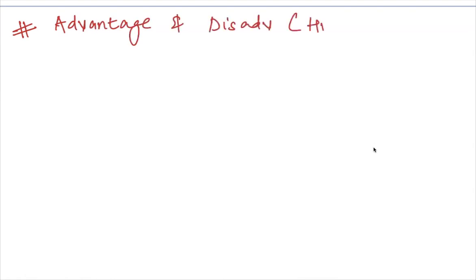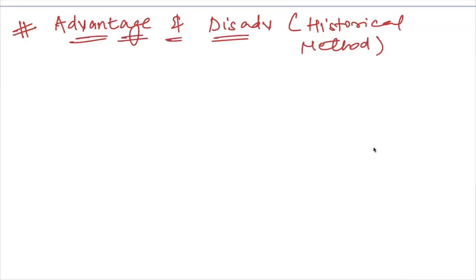Okay, so now let's look at certain advantages and certain limitations of this historical method, or you can say advantages and disadvantages of using the historical method. First, let's look at the advantages.